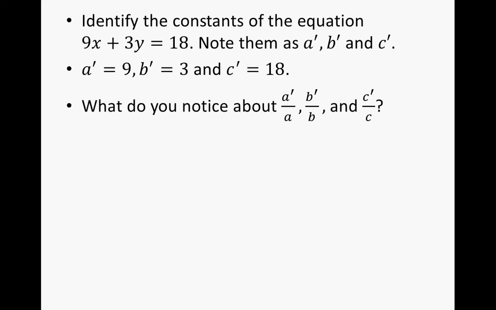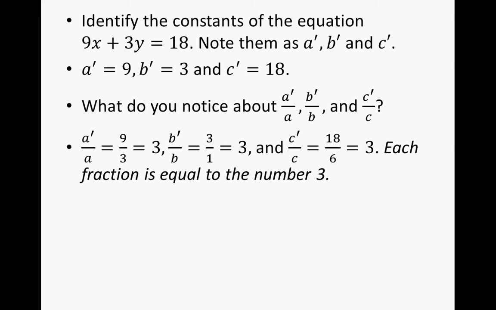So what do you notice about the relationship or the ratio between a prime to a, b prime to b, and c prime to c? Well, a prime to a is 9 to 3, which is 3. B prime to b is 3 to 1, which is 3. And c prime to c is 18 over 6, which is 3. So each fraction is equal to the number 3.